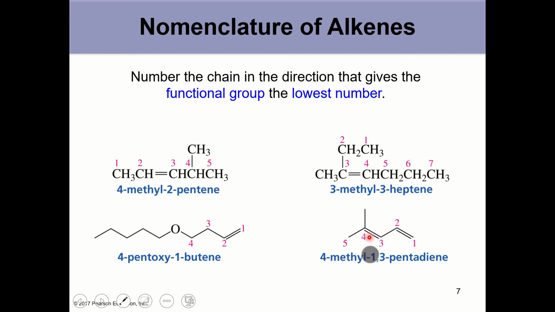Then we have a 5-carbon diene chain. We can start at the carbon they have labeled as 5, and have our pi bond start at 2, or we can start at the carbon they have labeled as 1 and the pi bonds start at 1. And this is the better direction. So we want to number this molecule from the right to the left to get a pentadiene with a pi bond at 1 and 3 and a methyl group at 4. 4-methyl-1,3-pentadiene.